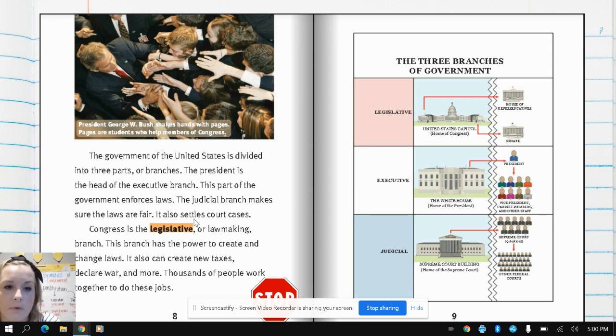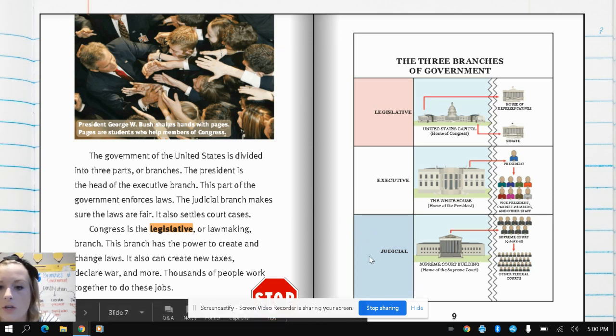The judicial branch makes sure the laws are fair. It also settles court cases. So here you have the judicial branch, and this is the Supreme Court building, home of the Supreme Court. And the main people in charge of the judicial branch are the Supreme Court.